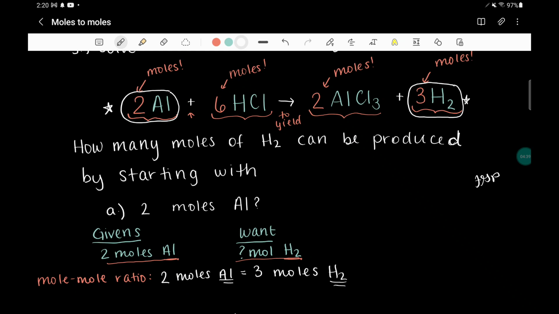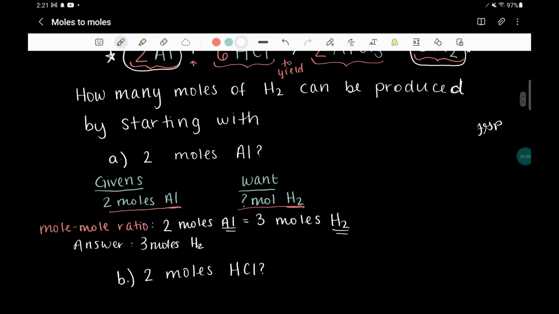We know just from this balanced chemical equation, our answer here, there's no math needed because you can just look at this and answer it. The answer would be 3 moles of H2, and that's it. That's all well and good. Maybe you'll get a question like this, but maybe it will be something different.